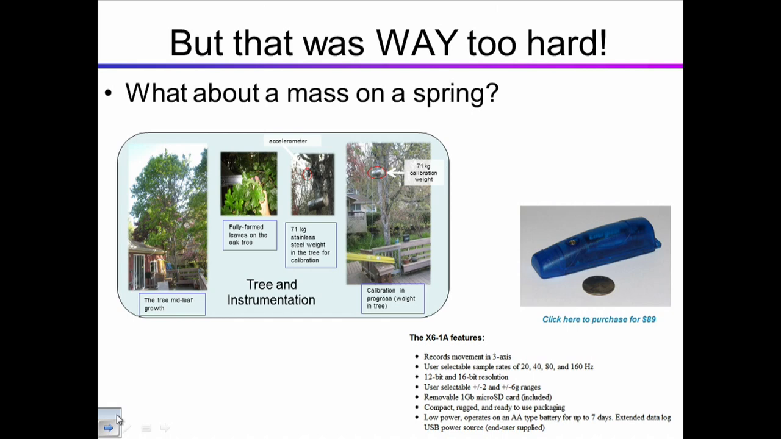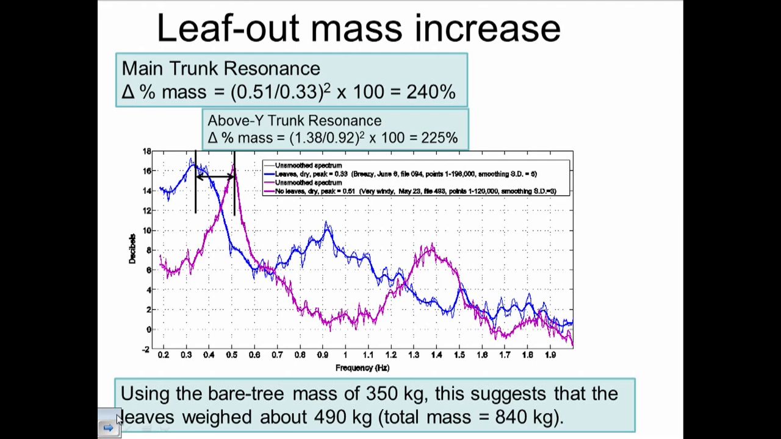That's really easy. Just take your iPhone, nail it to a tree, take data, and then you can analyze the accelerometer, and this is what you get. This is the leaf out of a tree, and the blue line is before leaf out, and the purple line is after leaf out. It pushed the whole spectrum of oscillation to the left.